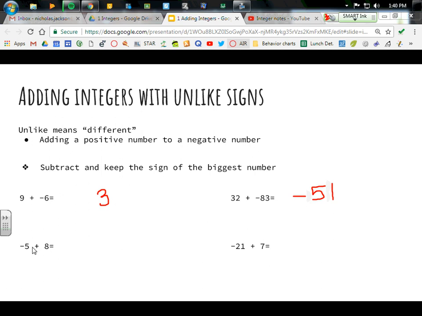All right, down here with negative 5 plus 8. Again, we just subtract 5 from 8, and we get 3. So which of my numbers has the greater value? Positive 8. I have more positives than negatives, therefore my answer will be positive. Finally, over here, we have negative 21 plus 7. So I would just subtract 7 from 21 to get 14. Now my negative 21 has a greater value than my positive 7. There are more negatives than there are positives. Therefore, my answer will be negative.